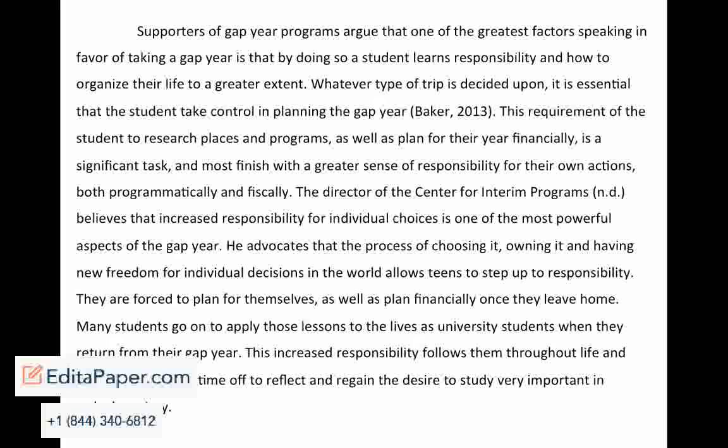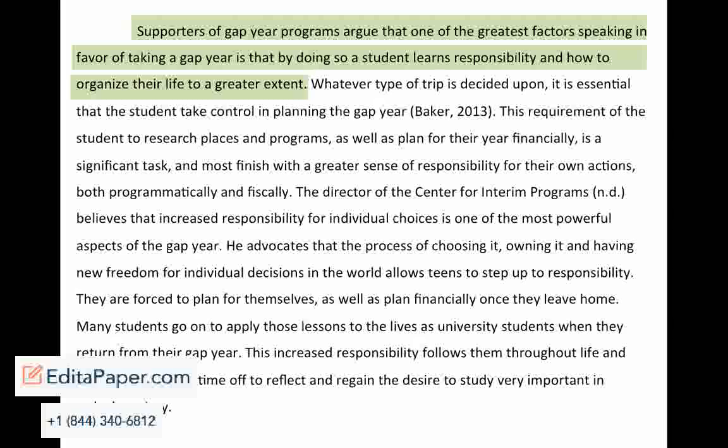their ideas. First sentence says, supporters of gap year programs argue that one of the greatest factors speaking in favor of taking a gap year is that by doing so, a student learns responsibility and how to organize their life to a greater extent. So that's going to be our topic sentence. And you can see that we're using language to show that this is a support paragraph, right? We have the word supporters, right? They argue that one of the greatest factors speaking in favor of, right? It's showing that this person believes that this idea is a positive idea for their argument.